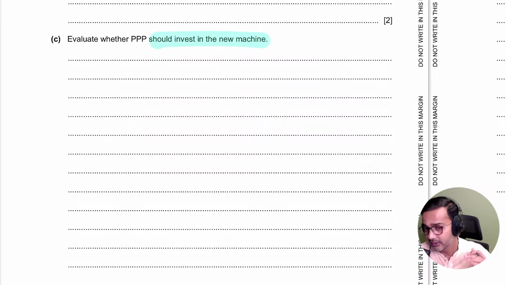Okay, so 3 questions, right? First, we're looking at any clues on external influences. Then we're looking at the investment appraisal table with numbers and cash flows. And then we're looking at the decision whether to buy the machine or not.